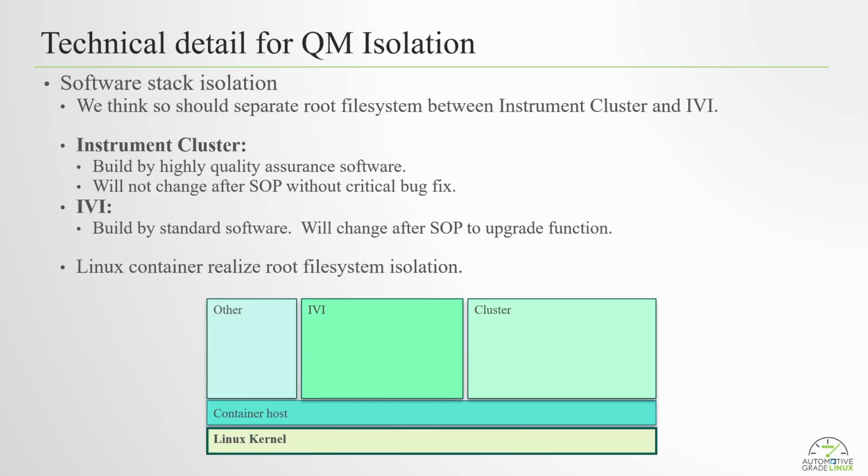Technical detail for QM isolation. Today's topic focuses on the software stack isolation. We should separate the root file system between instrument cluster and IVI, because instrument cluster is built by high-quality assurance software and will not change after SOP without critical bug fixes. On the other hand, the IVI side is built by standard software and will change after SOP to upgrade functions. So Linux container also realizes root file system isolation.